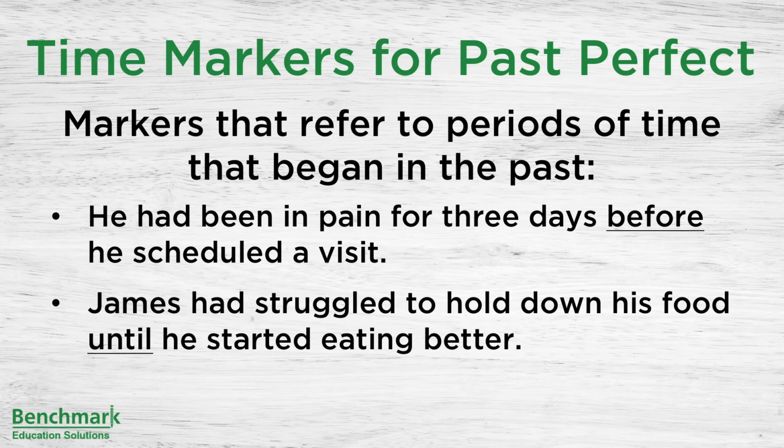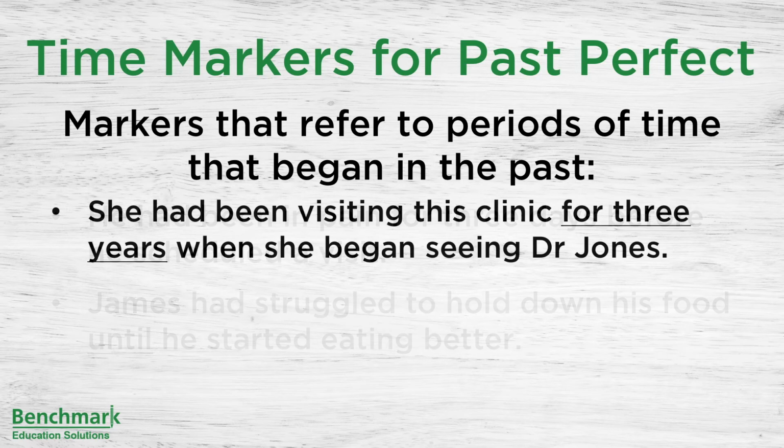Until can also be used because it is another word that links two events together. James had struggled to hold down his food until he started eating better. For can also be used if it's clear that the first event has already ended. She had been visiting this clinic for 3 years when she began seeing Dr.